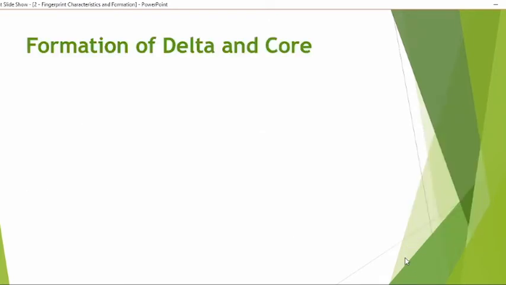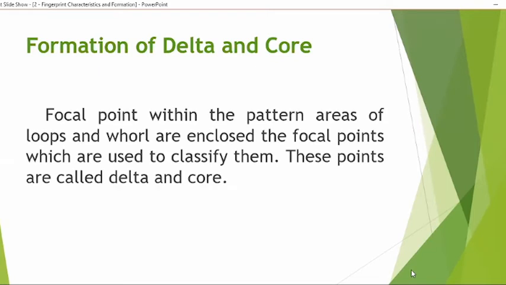So punta tayo sa formation ng delta and core. When we say delta and core, that is a focal point. Focal point ang tawag natin yan. Bakit focal? Kasi dyan tayo mag-uumpisa. Yan. So, that is in the pattern area of a loop or whorl. So that focal point is used for the classification. Diba? So, ang tawag natin yan ay delta at saka core.